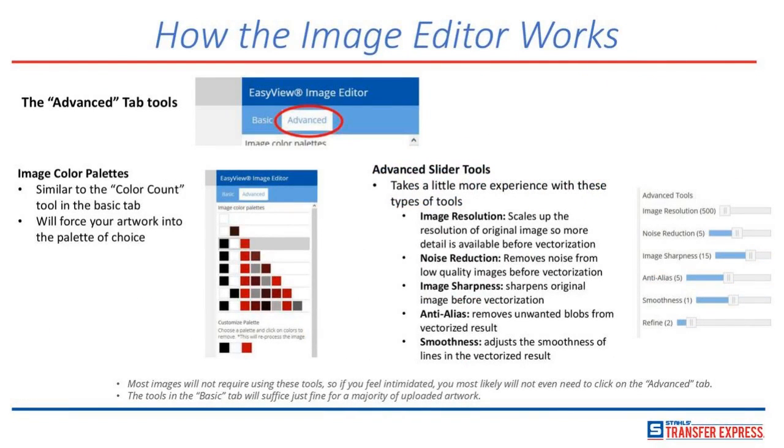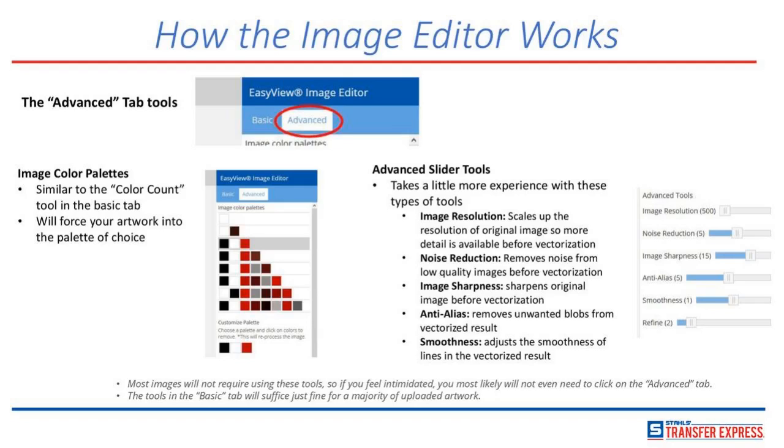All right, so let's talk about some of this advanced stuff here. Back on the vectorizer screen, we have two buttons at the top. One of them said basic, one of them said advanced. So we just looked at all the basic stuff. Now we're going to look at the advanced tab.